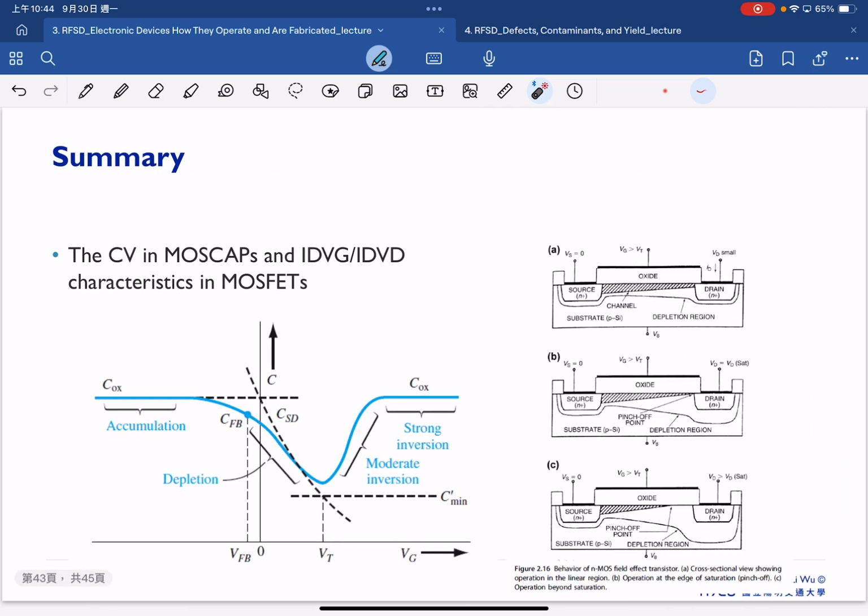Okay, so that's all. I think this is just a quick wrap-up for the typical CV characteristic, and the right-hand side is a typical MOSFET operation. You can look it up by yourself, as a lot of textbooks also mention the same things.